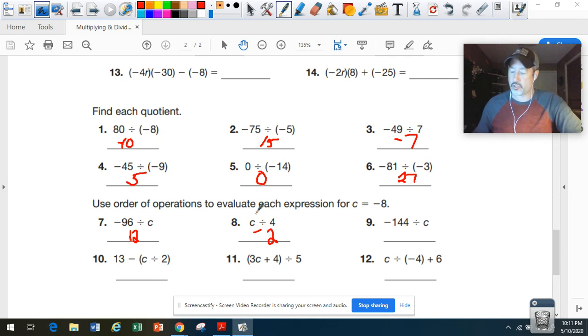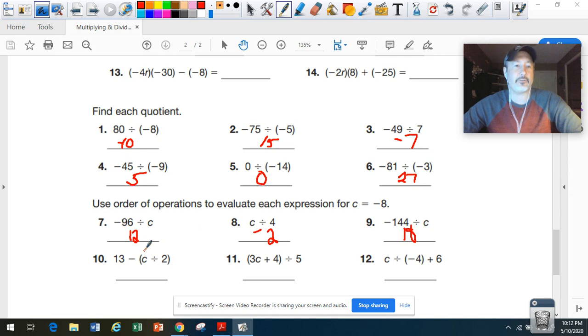Here we go with the next one. We have negative 144 divided by negative 8. That means automatically the answer is going to be positive because they are both alike, and the answer is 18. Very good. Okay, this one we have to do in pieces.